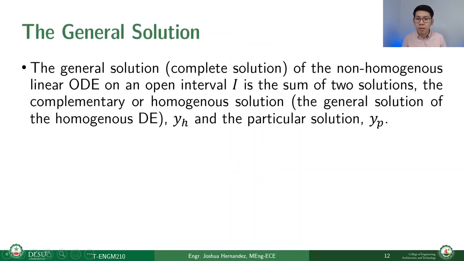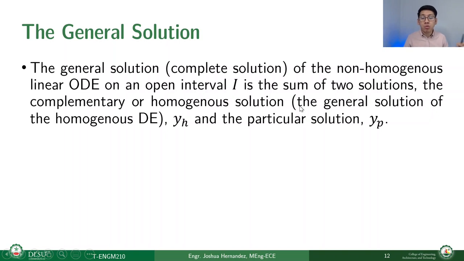Well, for the non-homogeneous linear ODE, the general or complete solution is actually the sum of two solutions. And what are those two solutions? The homogeneous solution y sub h and the particular solution y sub p.